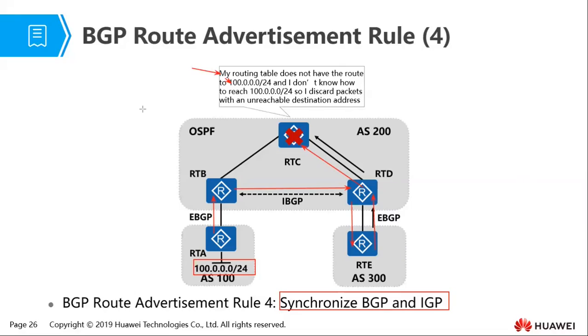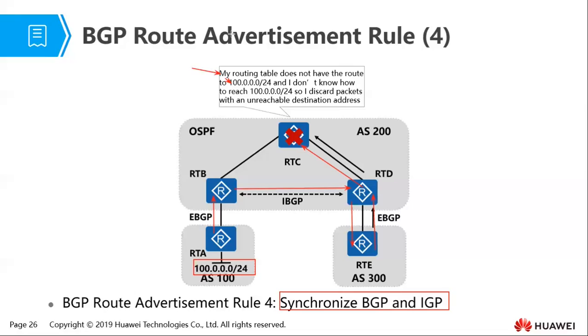Now, to avoid this, you have to synchronize your BGP and your IGP. What does that mean? Before a BGP router advertises a route learned from an IBGP neighbor to another BGP neighbor, IGP must know that route.